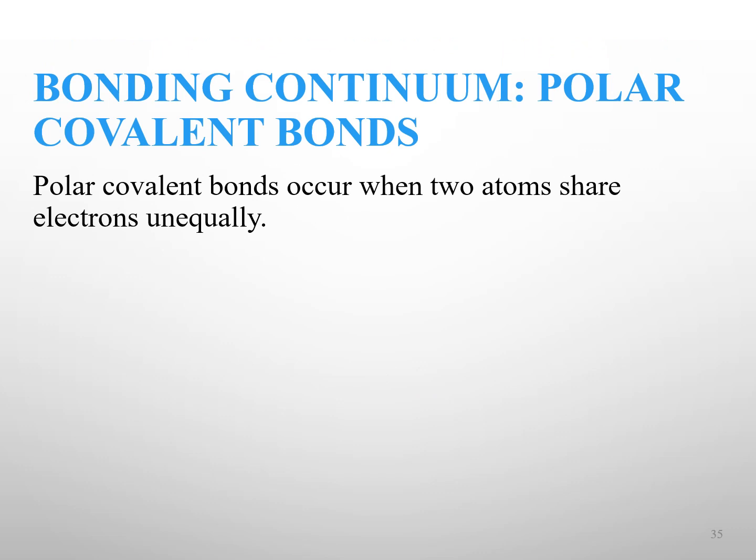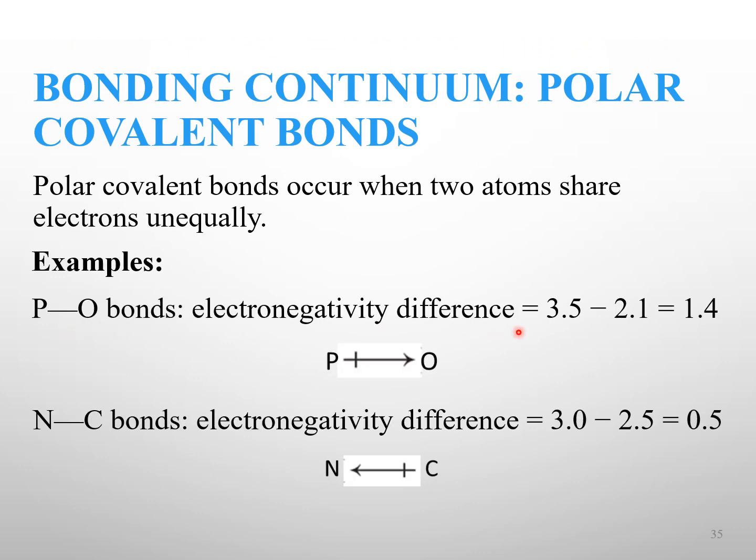So polar covalent examples, we have P and O. P is going to be 3.5, O is 2.1, so the difference is 1.4. So we know that O is more electronegative than P, so the arrow points towards O. That means O holds more electron density than P will. Okay, if you have N and C, N is more electronegative than C, 3.0 versus 2.5, the difference is 0.5. It's still polar because between 0.5 to 1.9 is polar. So N holds more electron density than carbon. And you see the arrow points towards N.